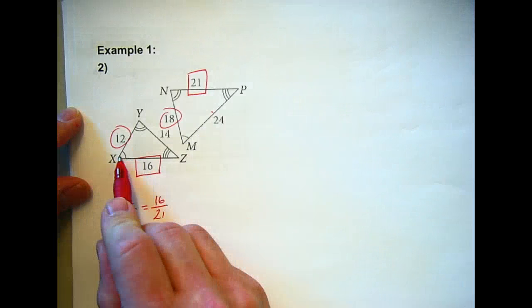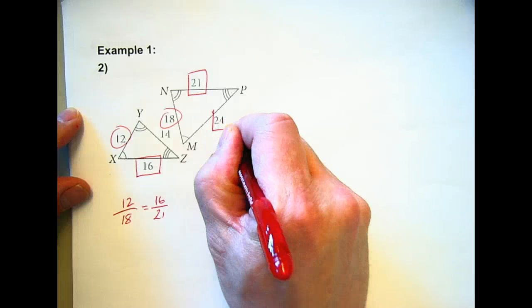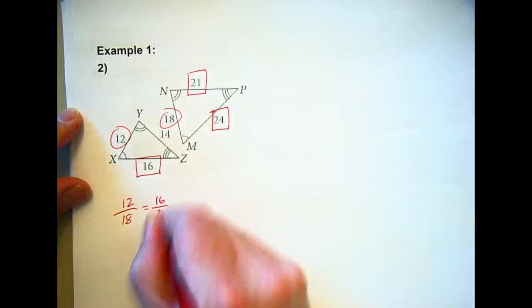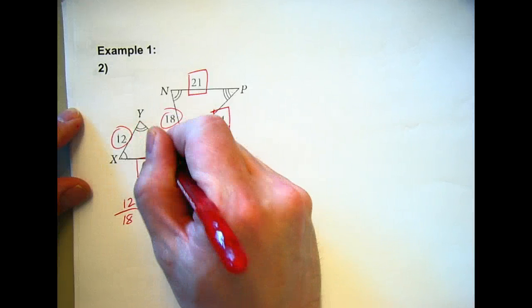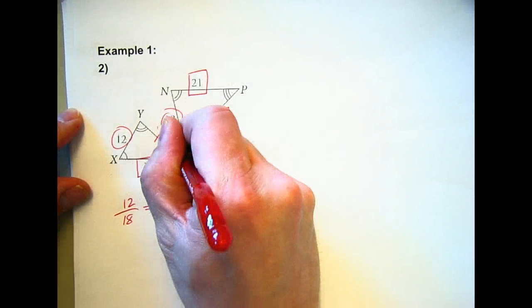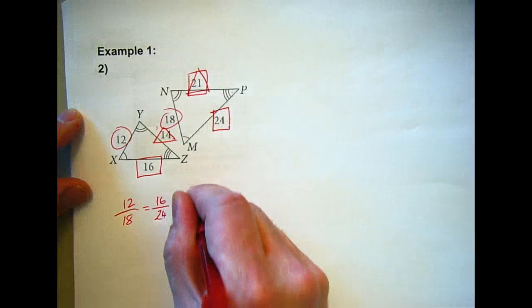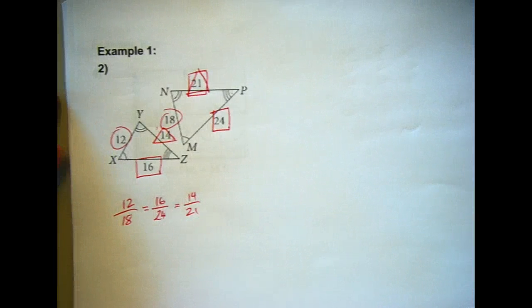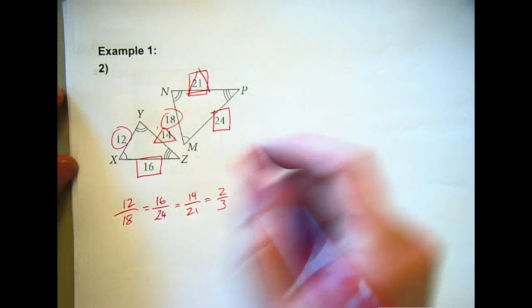Yeah, notice the angles here. This is 1 mark, that's 3 marks, that's 1 mark, that's 3 marks. So this one should go with that one. That should be 24. Okay? And then 14 and 21. All right. Hey, what do they all reduce to? 2/3. Good. Okay. Similarity statement.